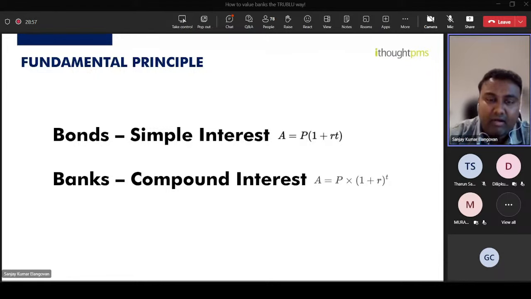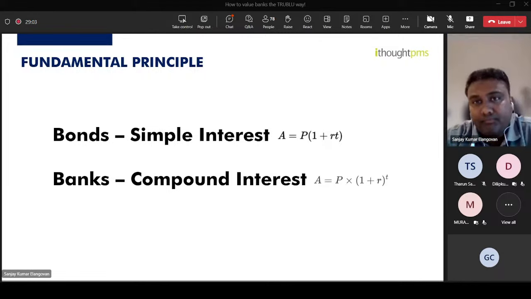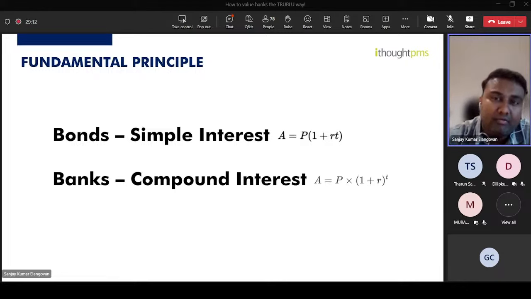It will remain fixed at 100. But in case of banks, they compound interest, or they compound earnings in this case. Let's say a bank starts with a net worth of 100 rupees and it earns 13% ROE on that 100 rupees book.